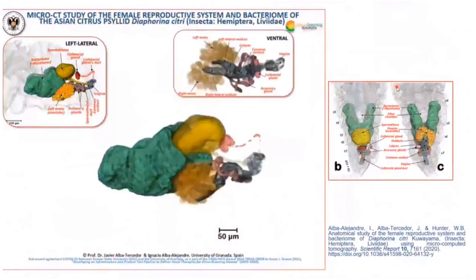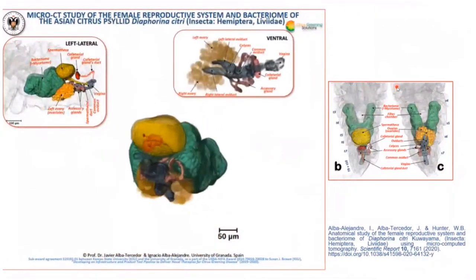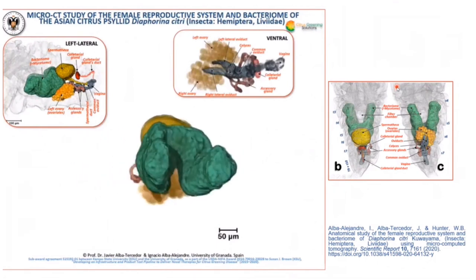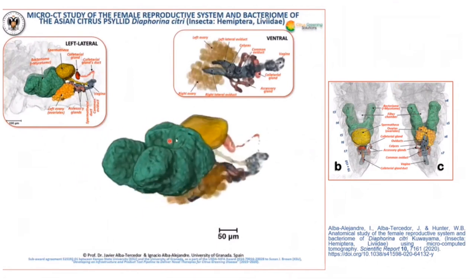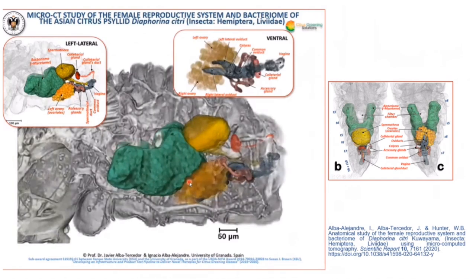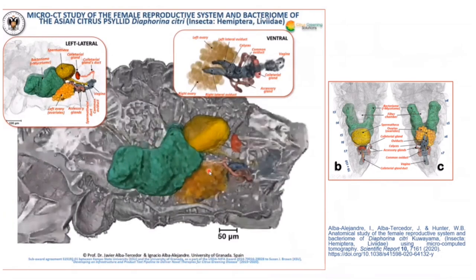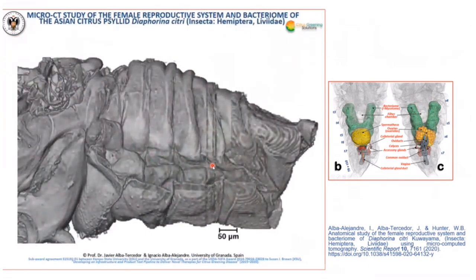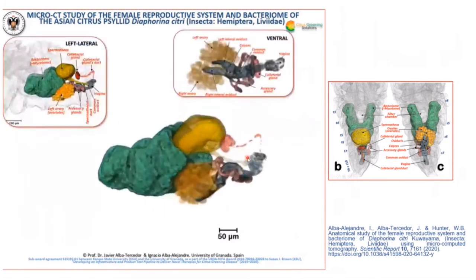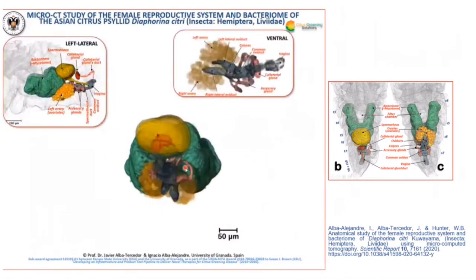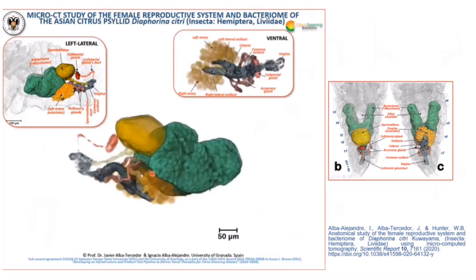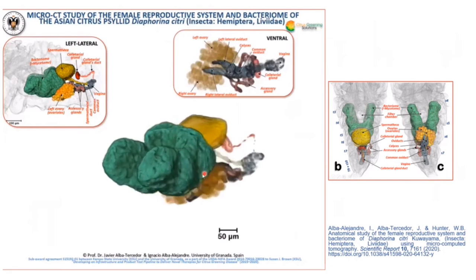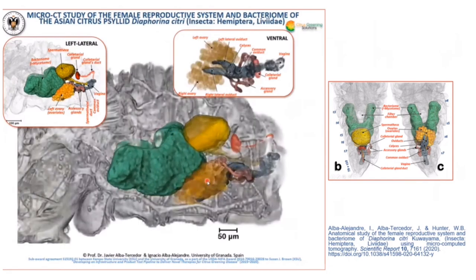When studying the female reproductive system, bacteria are very important for many insects. There is an organ here, in green, that has bacteria important to produce substances or metabolism for the normal functioning of the organism. So we could study it properly and look at how the bacteria are on the eggs. The bacteria pass through the chorion to the eggs, so they go to the progeny.